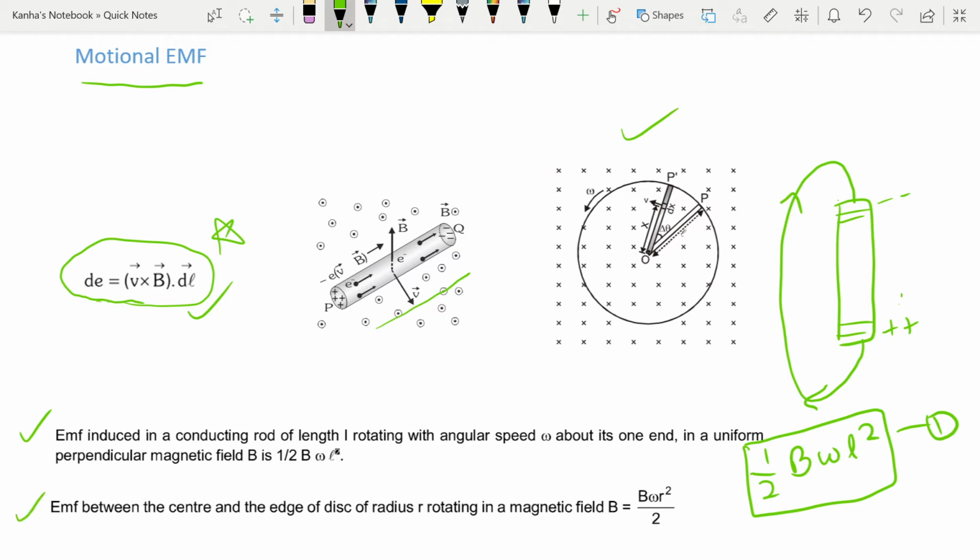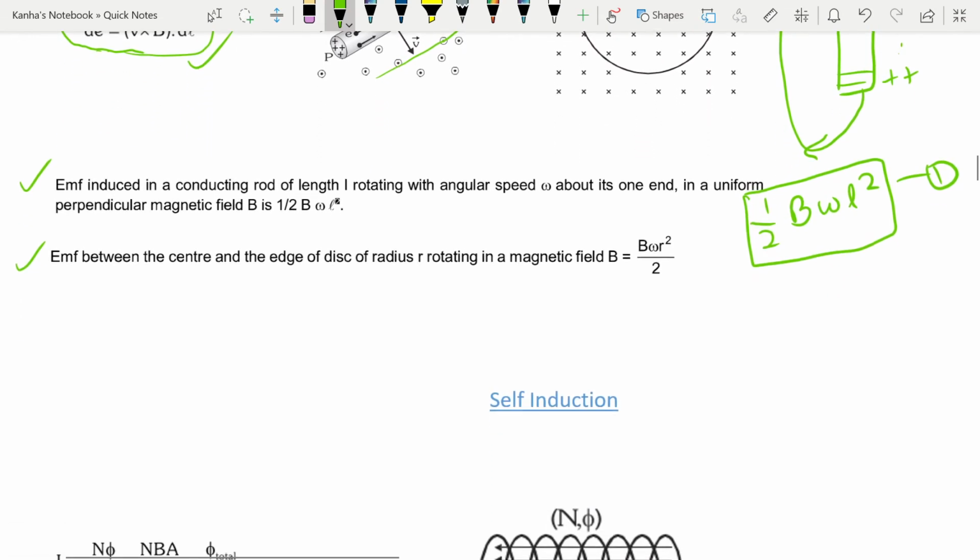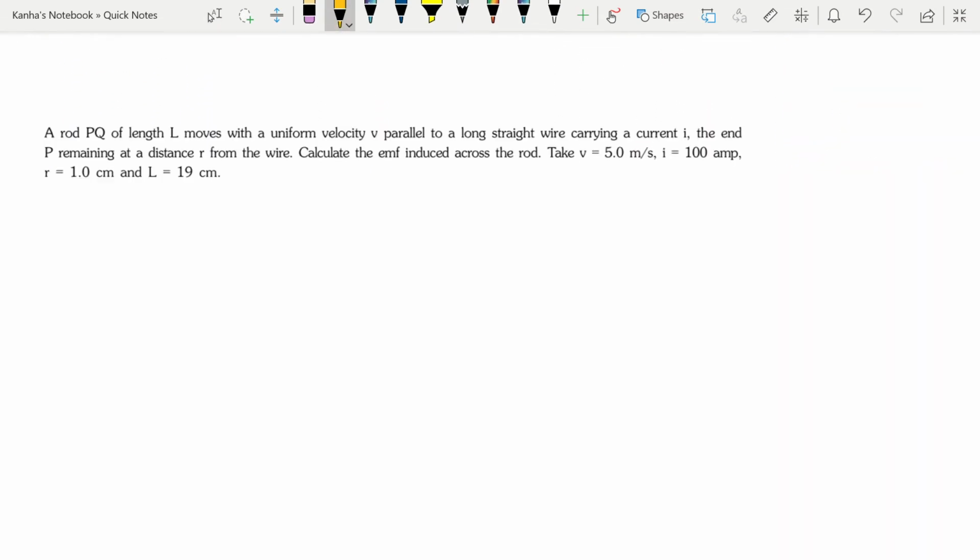And the next thing that I want you to notice, the EMF between the center and the edge of the disk of the radius R rotating in a magnetic field is given by B omega R square by 2. Let's try out another question.